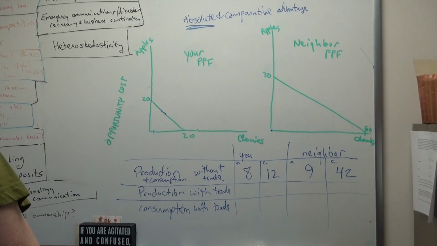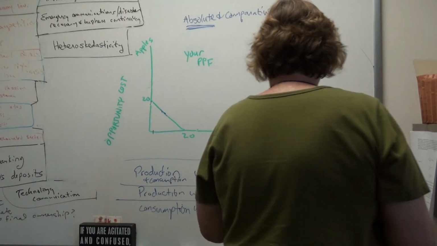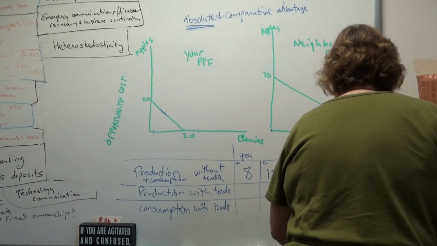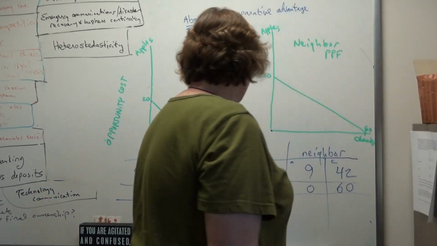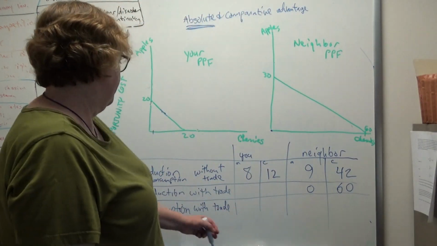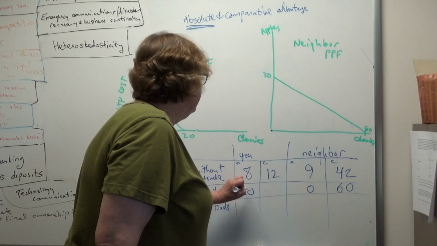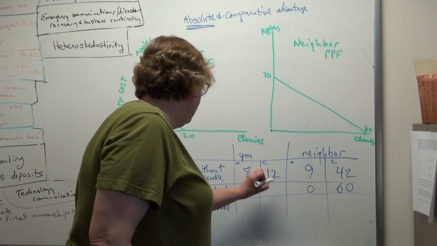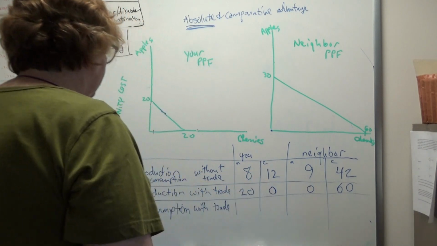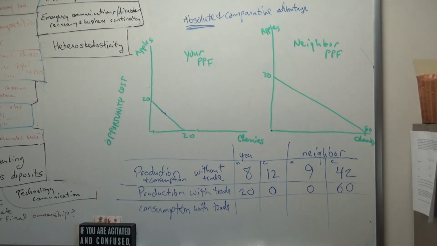Cherries were cheaper. Do you remember that? For your neighbor. So your neighbor is going to produce 60 and 0, and then you're going to produce the others. So you're going to produce apples 20 and 0. Making sense?